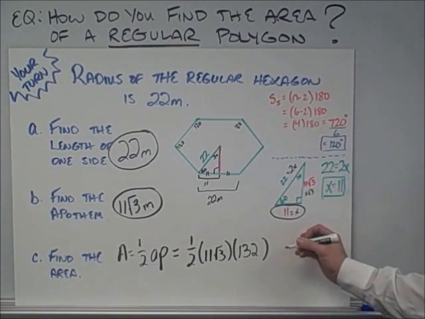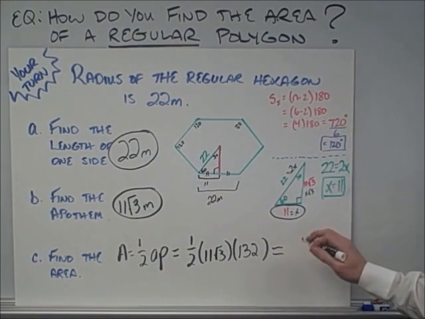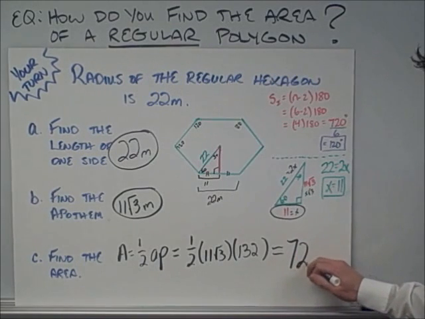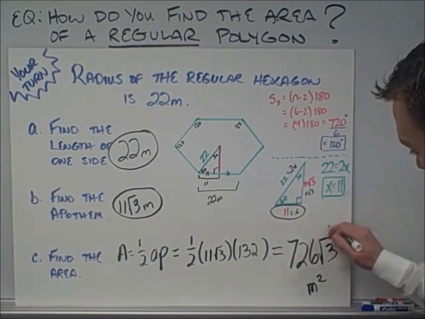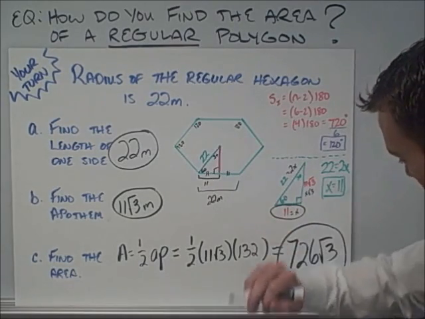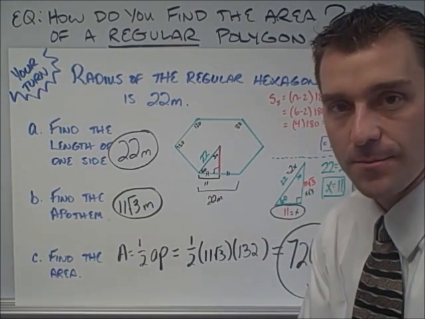So when you multiply all that out, hopefully you can see this, you get 726 root 3 meters squared. There is your area for that particular regular hexagon.